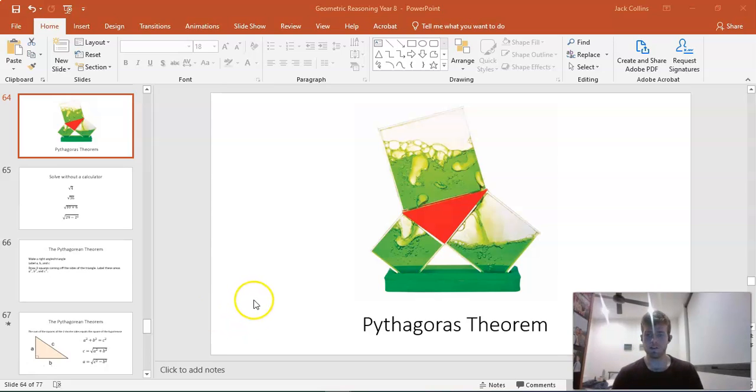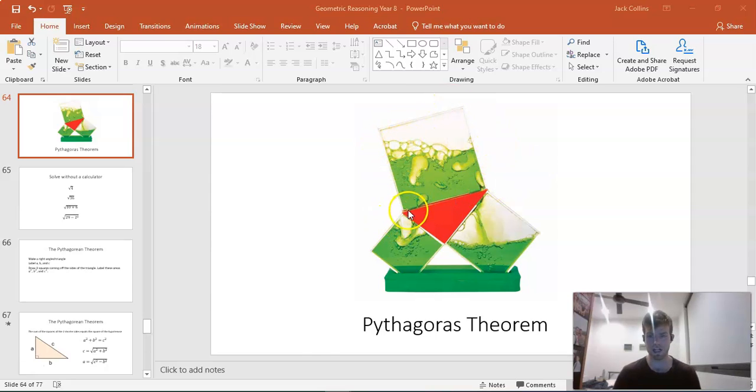Okay, this is an introductory video looking at Pythagoras' theorem. Pythagoras' theorem states that if you take the square of the two shorter sides of a right-angled triangle, it will be equal to the square of the length of the longer side of that triangle. In this image, you can see we've created squares from each side of the triangle, and the area lines up with the largest square on the largest side of the triangle.